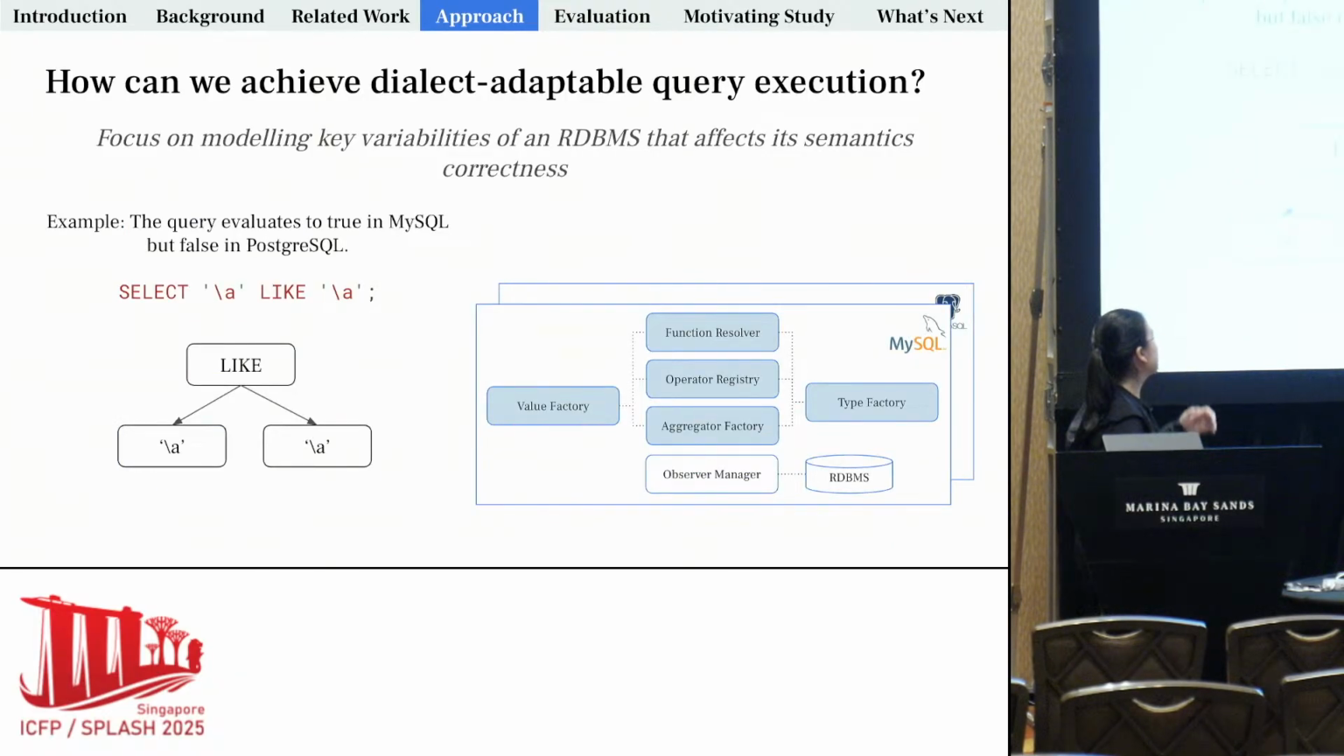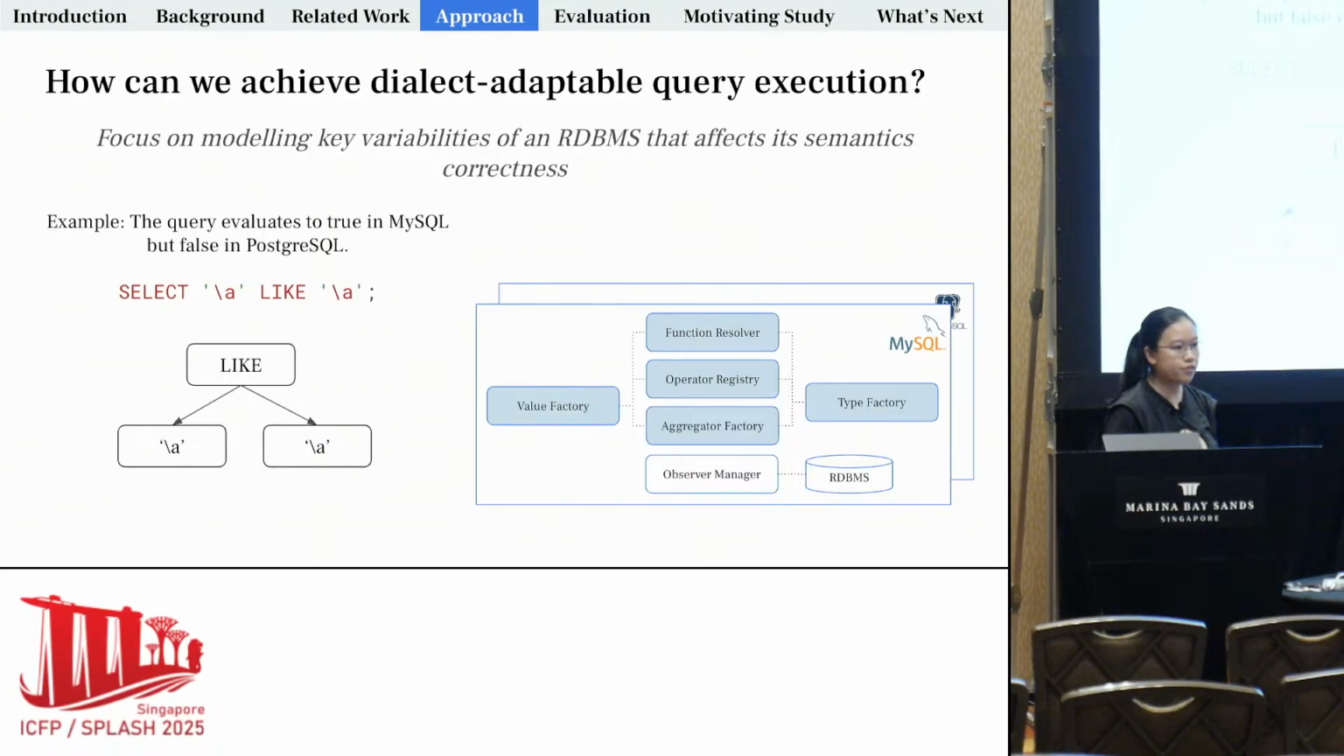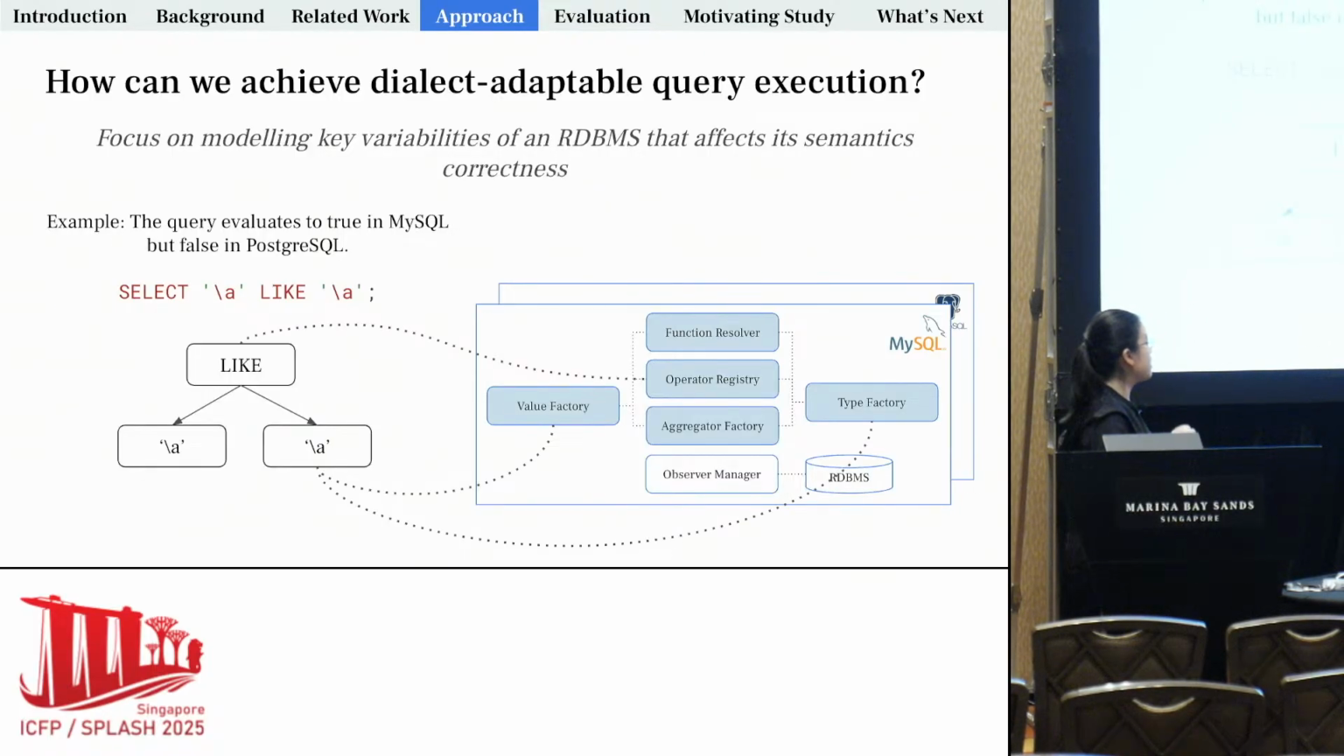For instance, suppose we were to evaluate this query. What we'll do during the query evaluation stage is that the query evaluator would interoperate with the dialect manager on the right to retrieve the dialect-specific implementation of the LIKE operator, as well as rely on the dialect-specific type factory to interpret the type of the string value at the bottom.